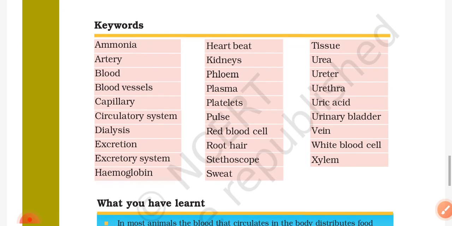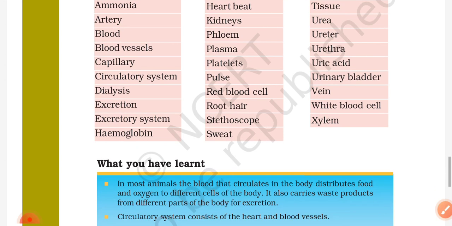Here keywords are given: ammonia, heartbeat, tissue, artery, kidney, urea, blood, phloem, ureters, blood vessels, plasma, urethra, capillary, platelets, uric acid, circulatory system, pulse, urinary bladder, dialysis, red blood cells, veins, excretion, root hair, white blood cells, excretory system, stethoscope, xylem, hemoglobin, sweat. Here this is the end of this chapter.